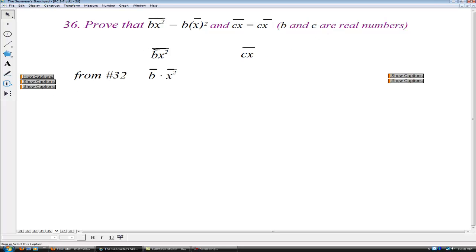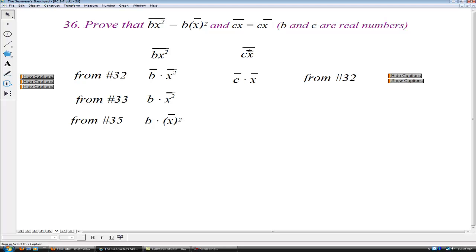From 32, the conjugate of a product is the product of the conjugates. From 35, the conjugate of a real number is the real number. And from 33, the conjugate of a square is the square of the conjugate. And for part 2, same conclusion from number 32, that the conjugate of a product is the product of conjugates, and the conjugate of a real is itself. And so we have finished number 36.